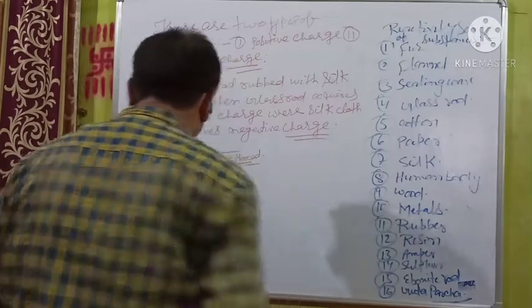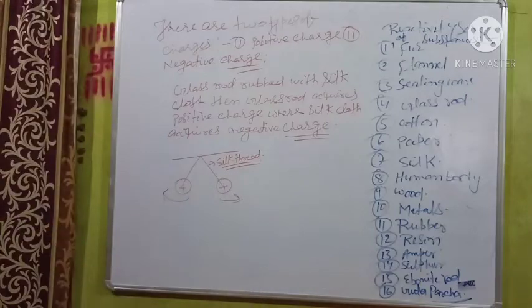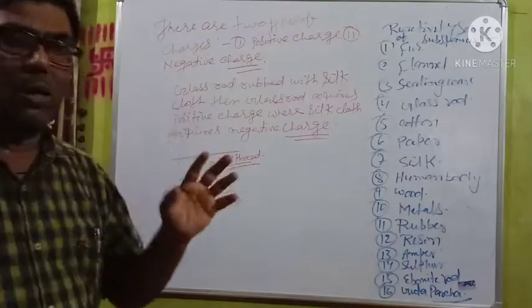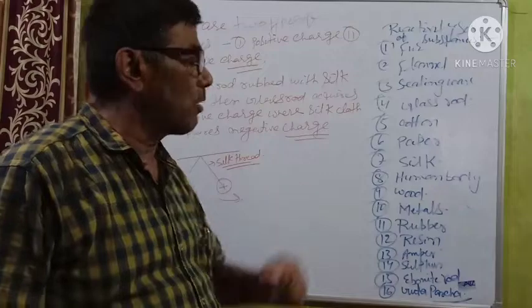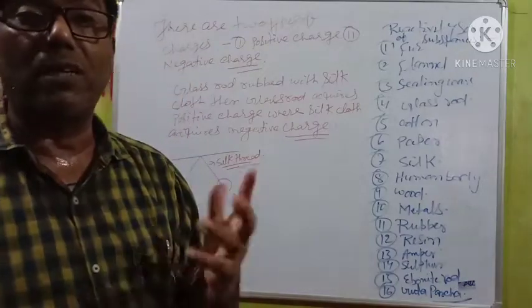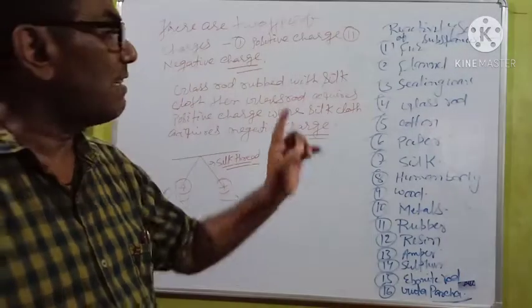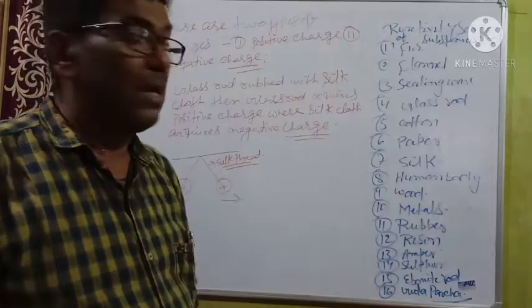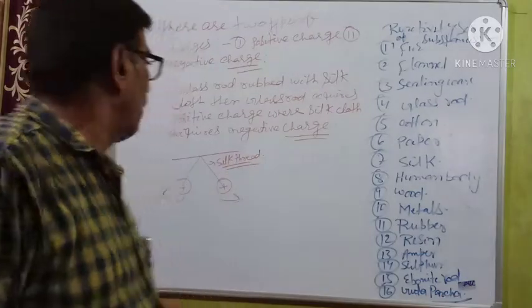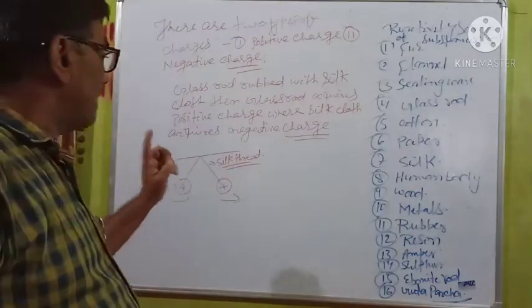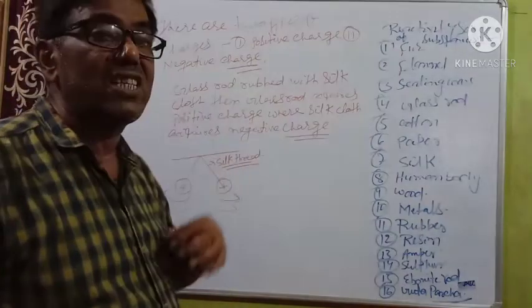Observe here that when the glass rod is rubbed with the silk cloth, the glass rod acquires the positive charge, while the silk cloth acquires the negative charge. What is the reason for this?